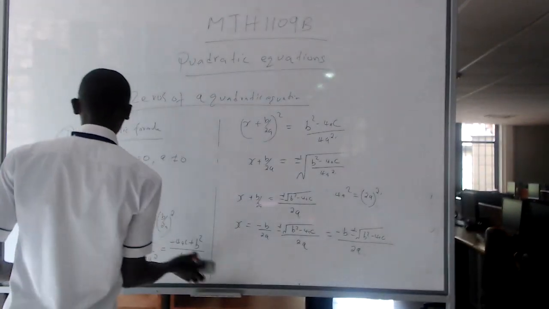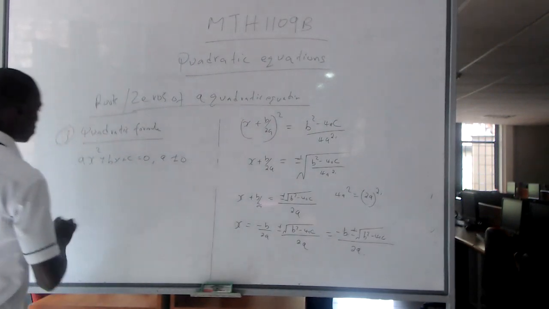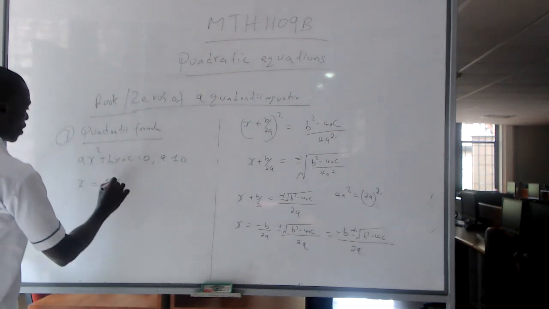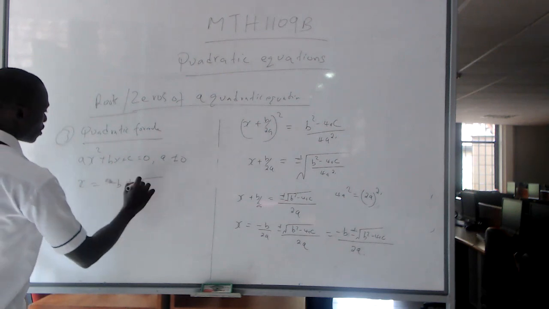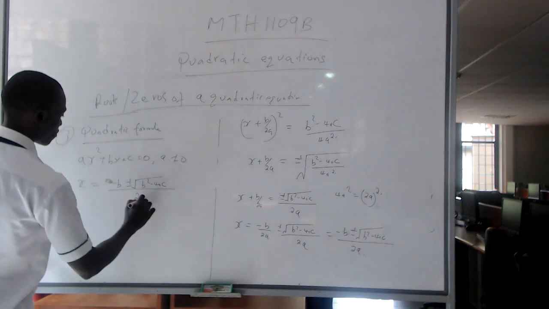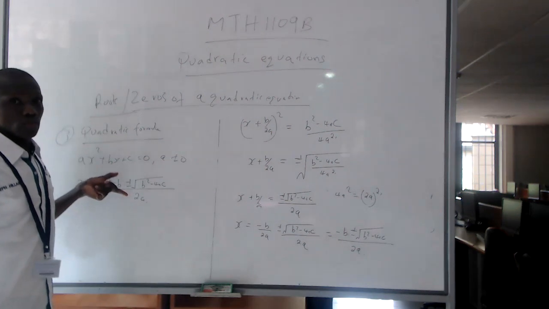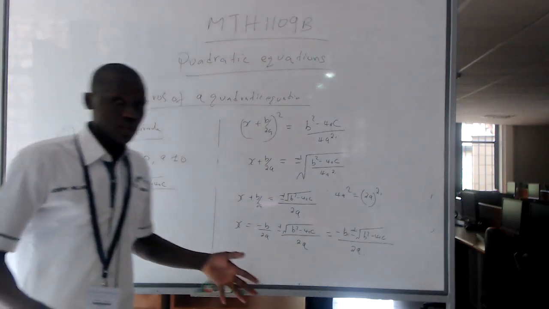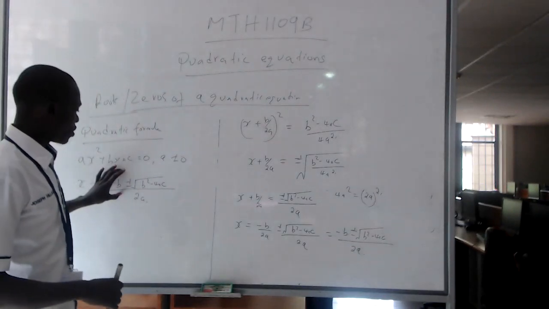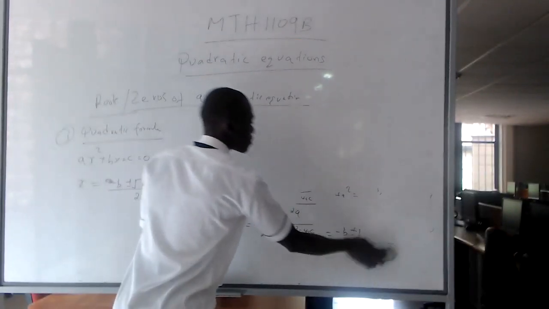So all you need to remember is that to solve a quadratic equation in the form ax squared plus bx plus c, the roots are simply x is minus b plus or minus square root of b squared minus 4ac divided by 2a. And because this is plus or minus, in some cases, you get 2 roots. In some cases, you get repeated roots. Okay, so let me take an example.